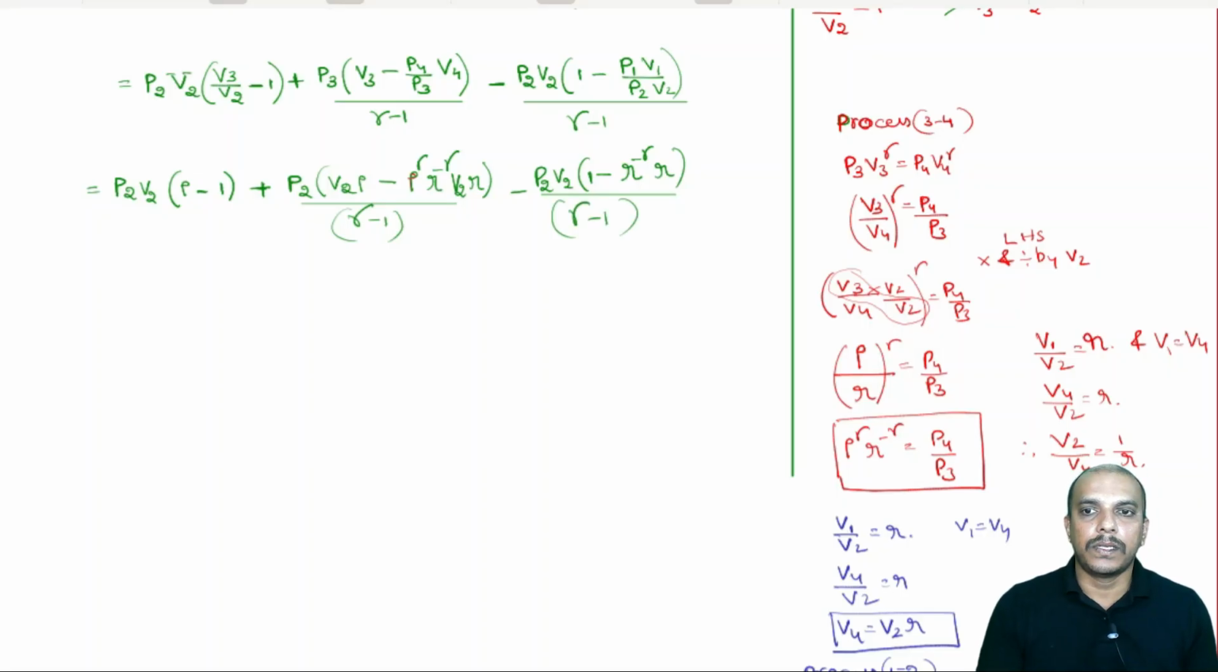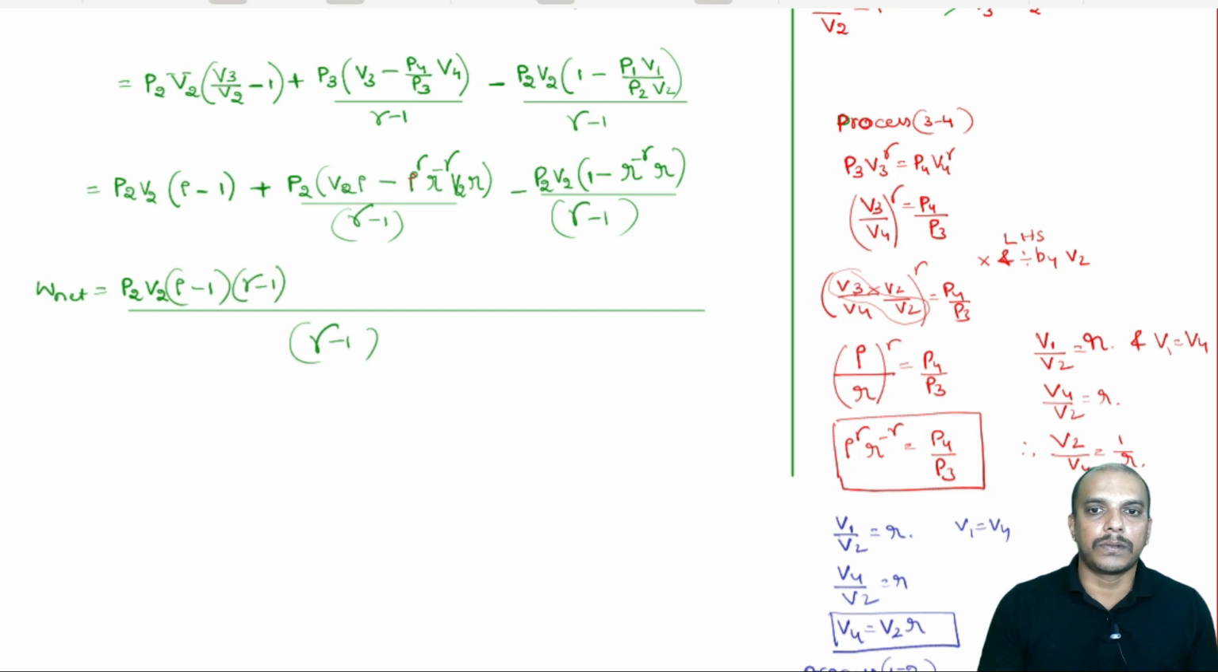Now let us simplify this. W net is equal to P2 V2 (rho minus 1). If I have to take the whole divided by gamma minus 1, the first term has to be multiplied with gamma minus 1, plus, I will take P2 V2 common here. So I will be remaining with rho minus rho power gamma into R power 1 minus gamma.